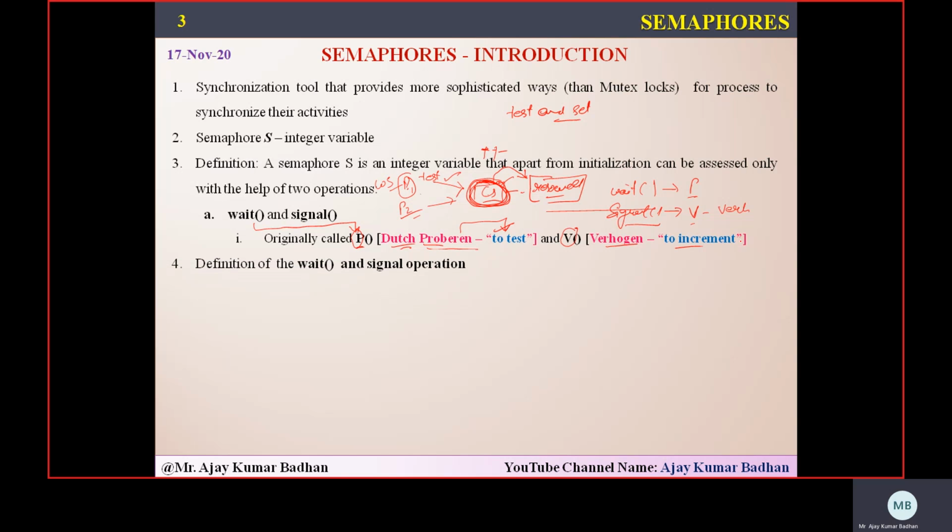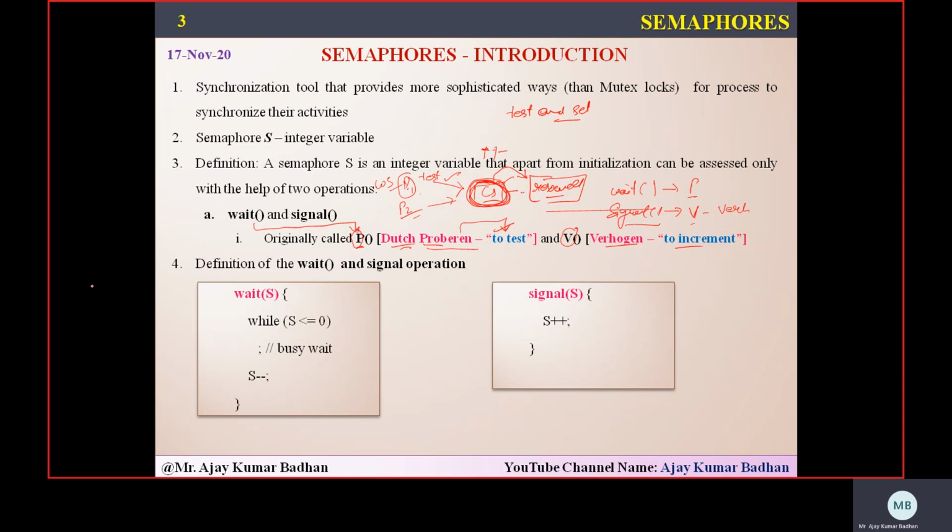Based on that, we have a structure for wait and signal. This is the basic structure that we use. Now wait of S, I think you are familiar with this now. S is nothing but your semaphore.